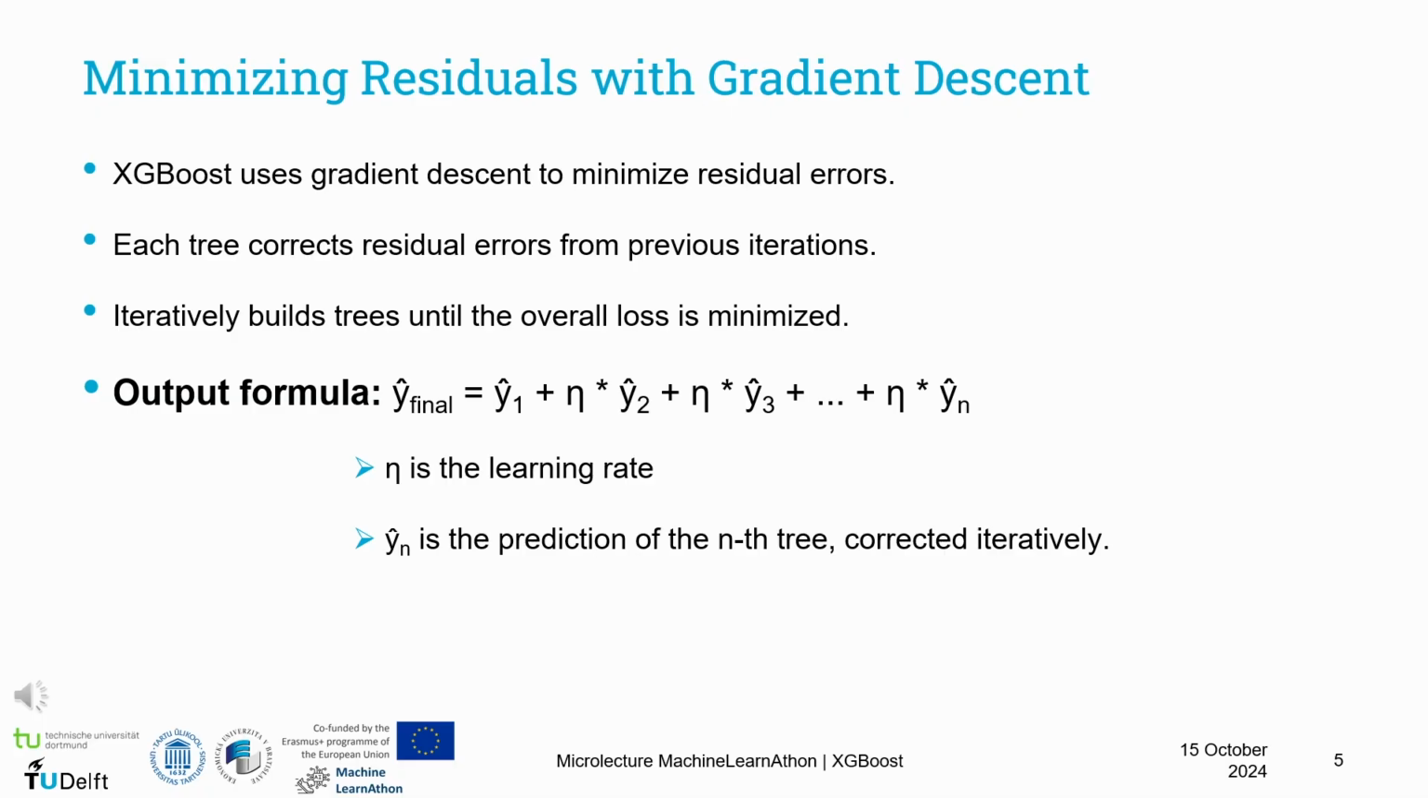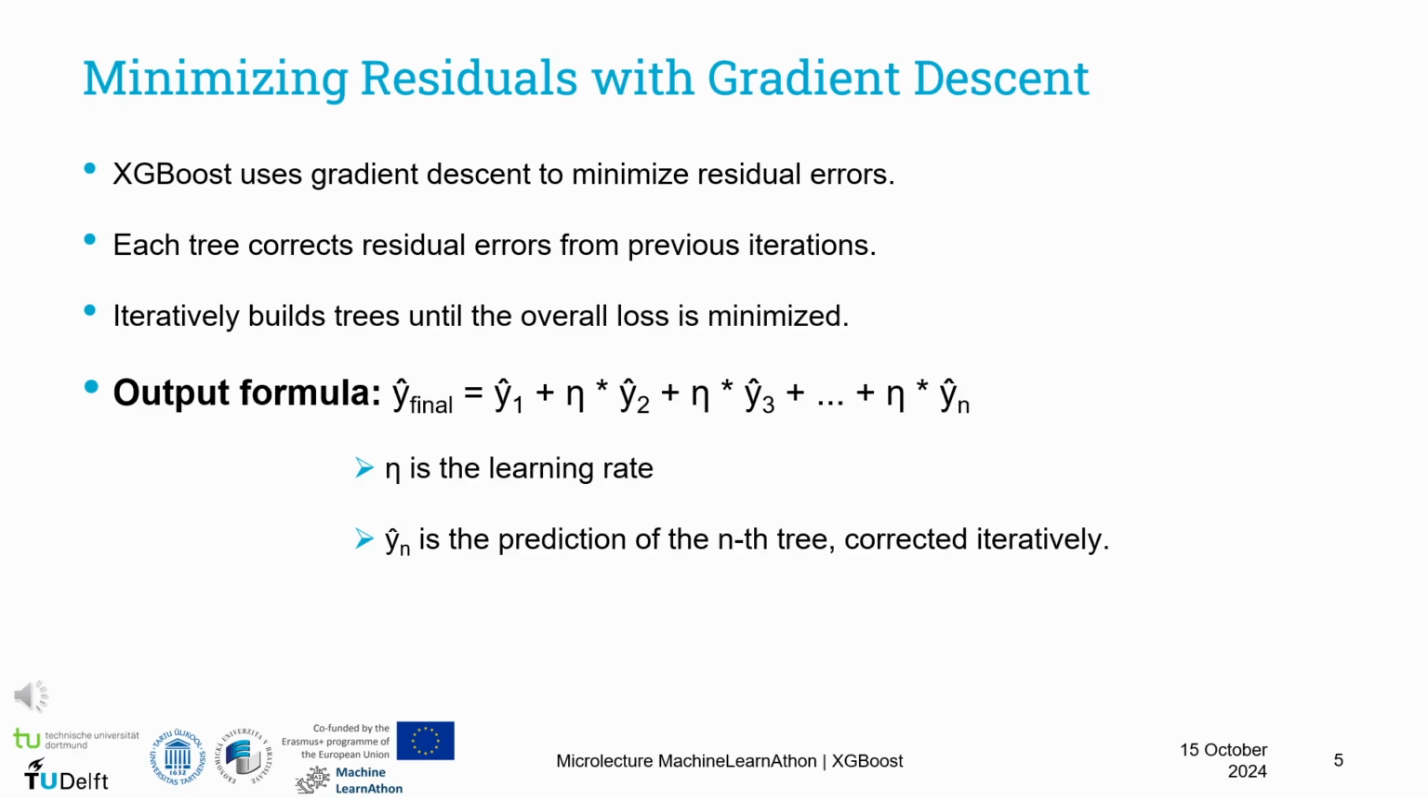XGBoost optimizes the model using gradient descent. Each tree built in a sequence works to reduce the residual errors from the previous one. The output is calculated by adding the predictions from all trees, with each tree's contribution scaled by the learning rate, eta.